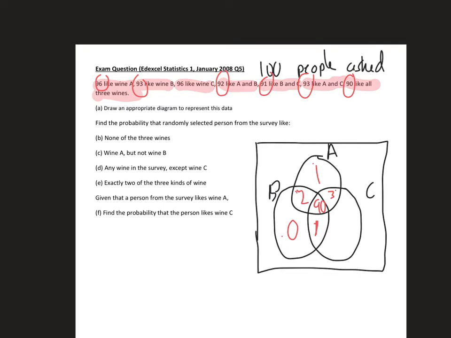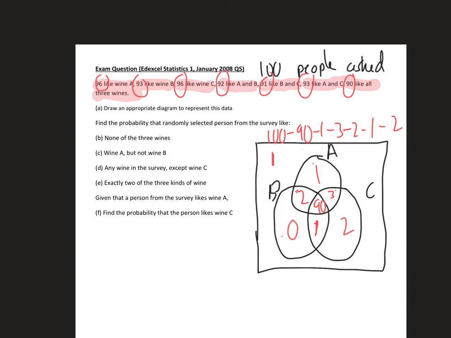And for C, 96 people like wine C. Well, I've already got in circle C 93 and 1 to 94. So I need 2 more to make 96. And to get the outside, I'm going to do 100 minus those numbers. So 90, take away 1, take away 3, take away 2, take away 1, take away 0, take away 2. So I'm just starting in the middle and working outwards. So there's one person. So one person likes none of the wine.